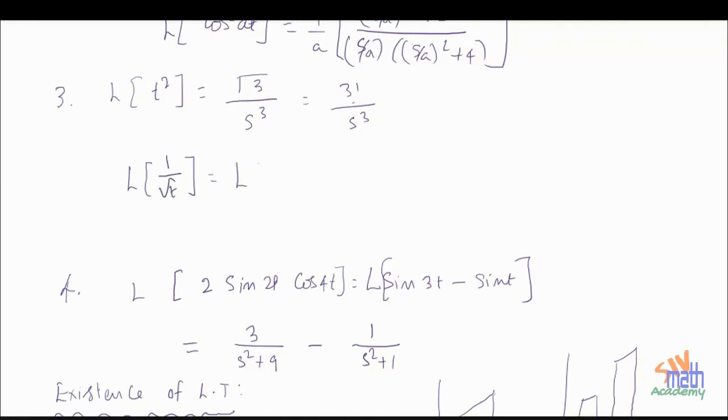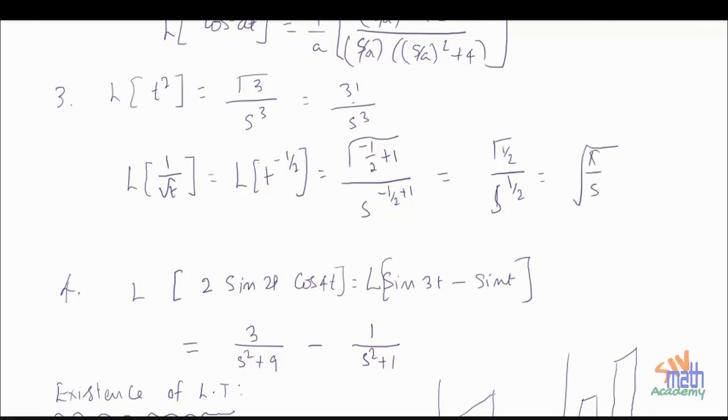That means L of t power minus half is gamma of minus half plus 1 upon s power minus half plus 1. That is equal to gamma half upon s power half, which is going to be root of pi by s. This is how it is coming. So the Laplace transform of 1 by root t exists.